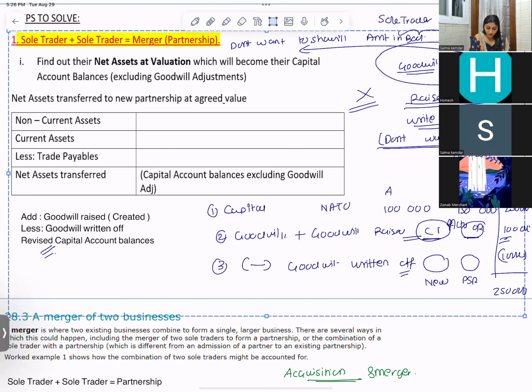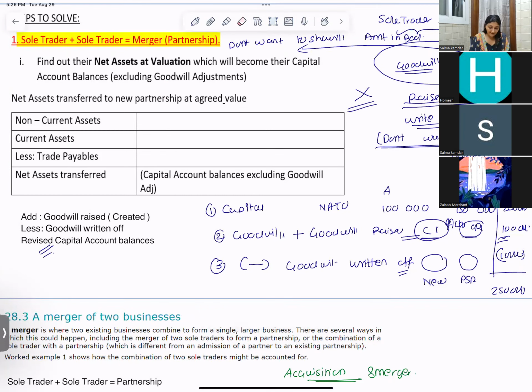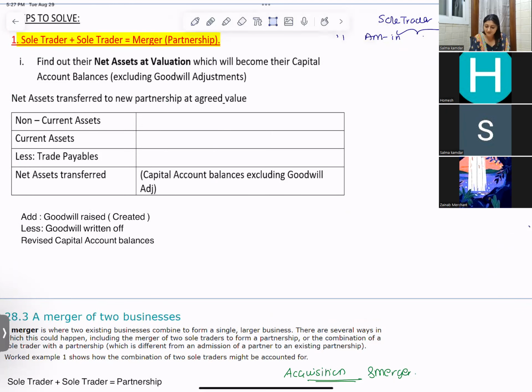So your whole purpose in doing this calculation is for what? To find the capital account balances of the partners when the sole trader is merging with the sole trader to form the partnership. Can you tell me the process of it?